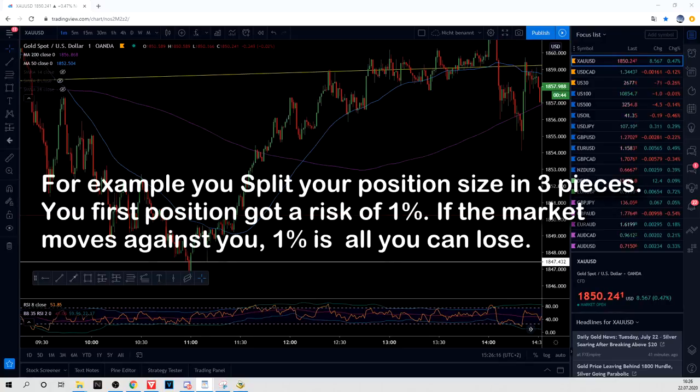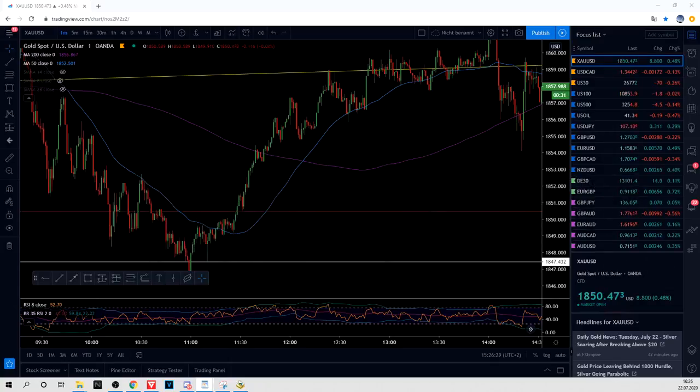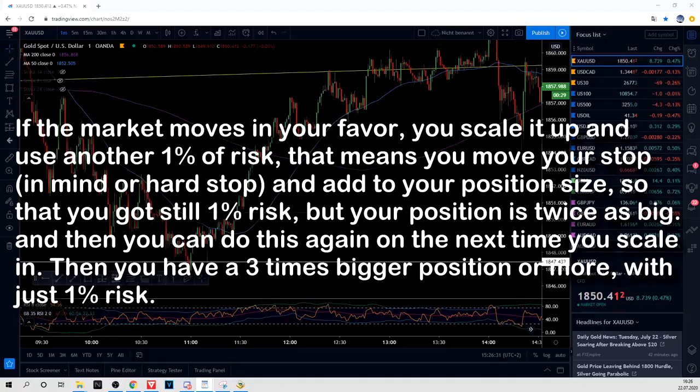For example, you split your position size in 3 pieces. Your first position got a risk of 1%, okay? If the market moves against you, 1% is all you can lose. But if the market moves in your favor, you scale it up and use another 1% of risk. That means you move your stop in mind, or you use a hard stop, okay?